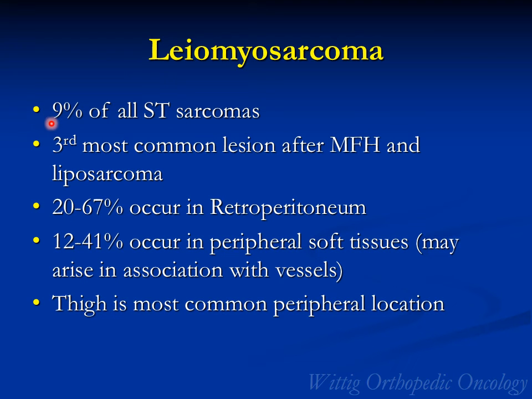Leiomyosarcomas again represent 9% of all soft tissue sarcomas. It's the third most common soft tissue sarcoma after MFH and liposarcoma. 20 to 60% occur in the retroperitoneum, up to 41% occur in the peripheral soft tissues, and may arise in association with blood vessels. The thigh is the most common peripheral location.